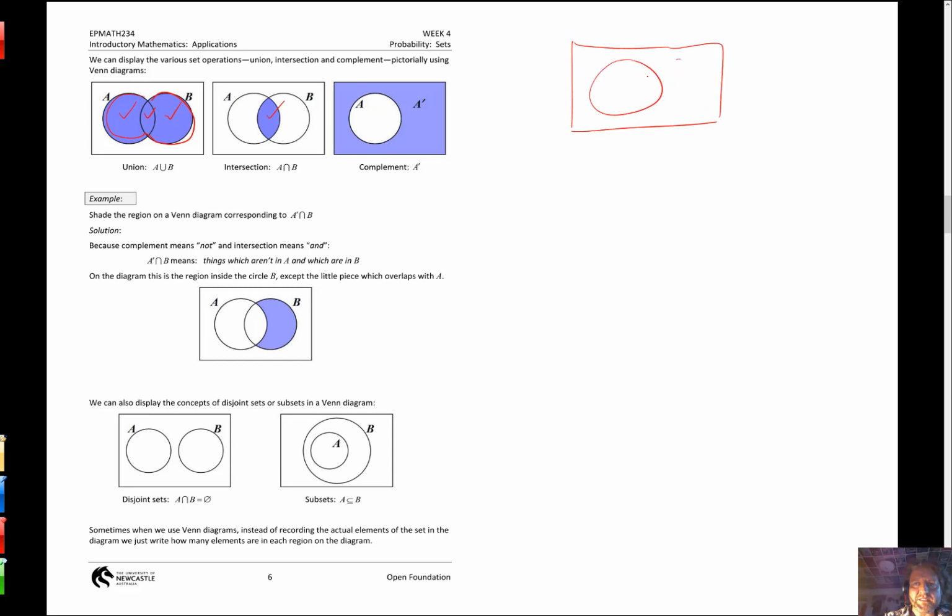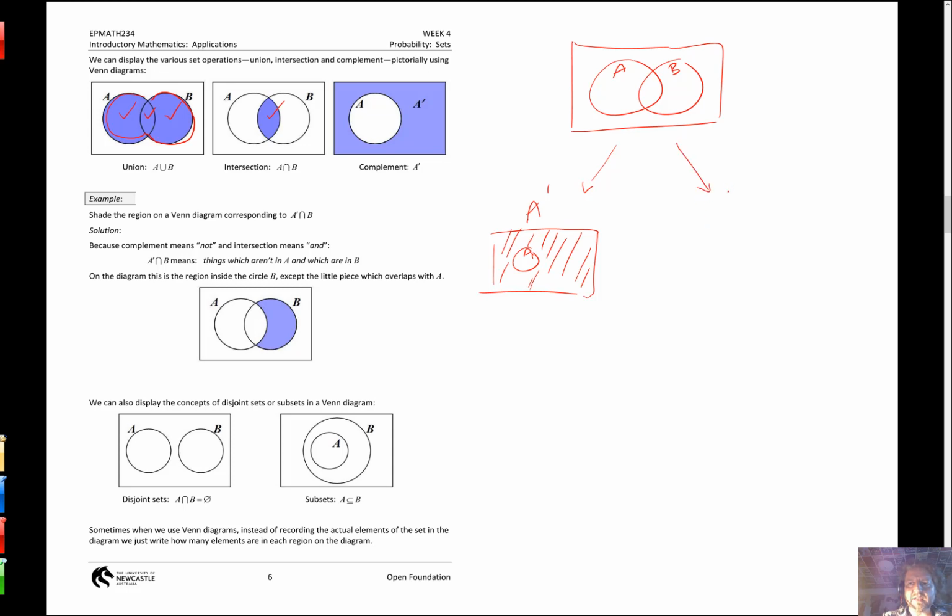Firstly would be defined as this is A and this is B. And then comes a question: shade the region on a Venn diagram corresponding to the intersection between not A and B. Firstly, let's look at what not A looks like. What does A dash look like? A dash looks like everything that's not in A. That's what A dash looks like.